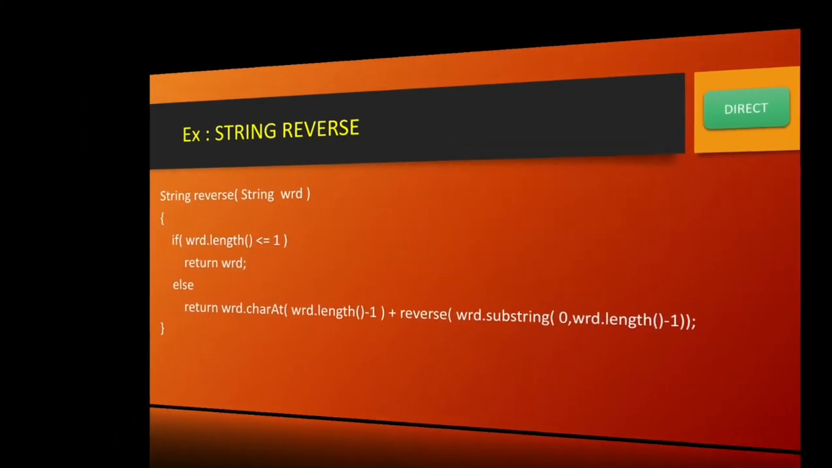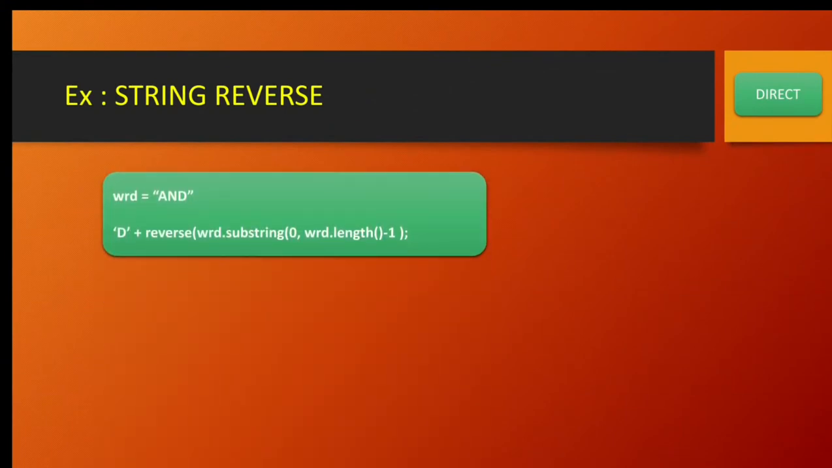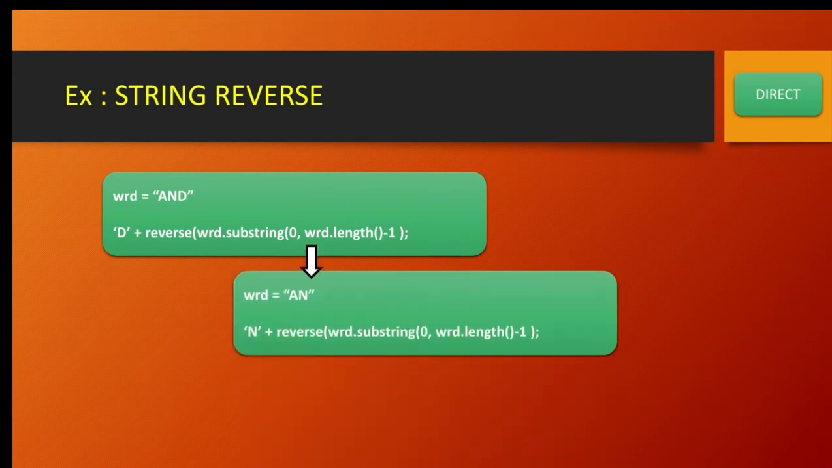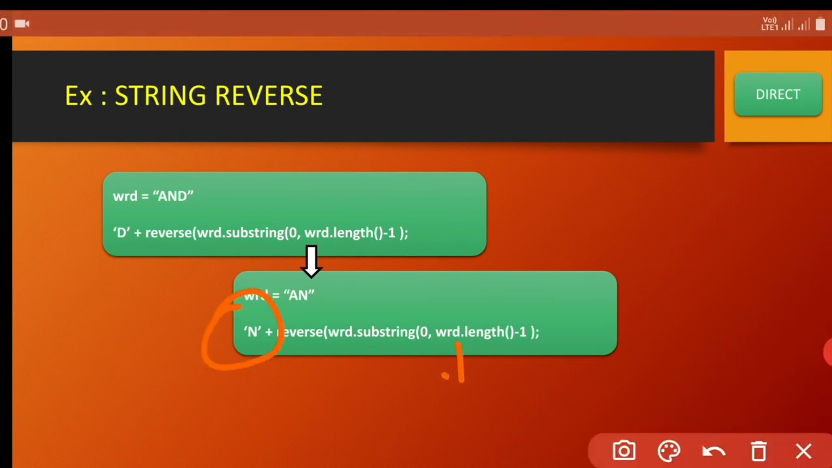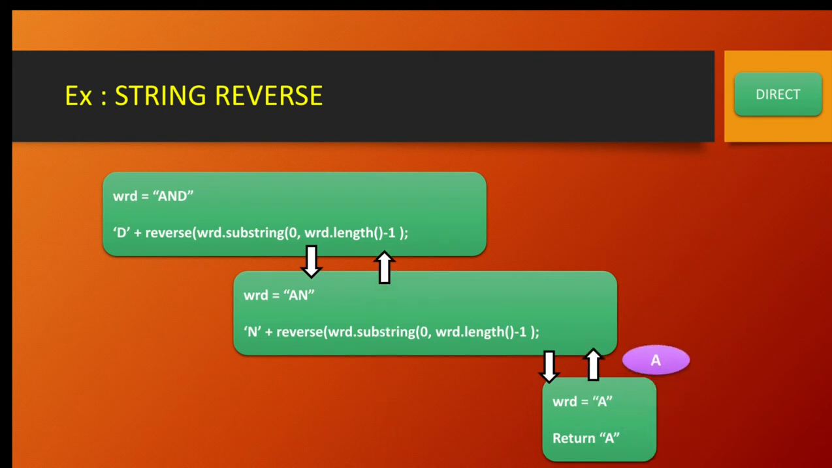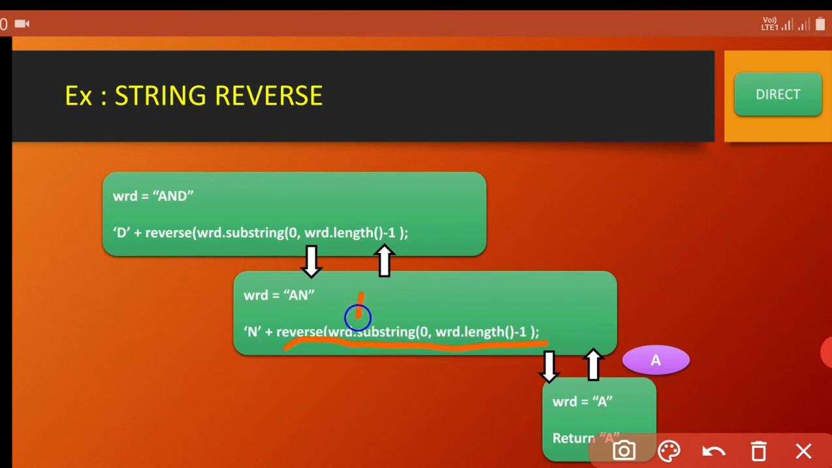How does it work? See, in this way. When we are forwarding AND, it will pick D here, and again it calls that function and provides AN. Now the same thing, N will be picked, and again it will call by sending A. Now it returned A back. And when this part receives A, N will be added to A, it becomes NA.